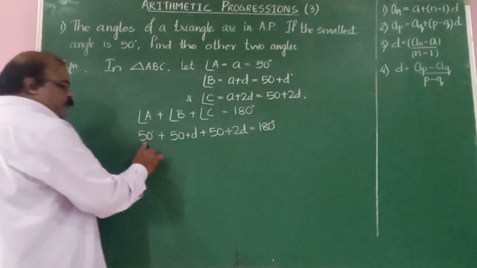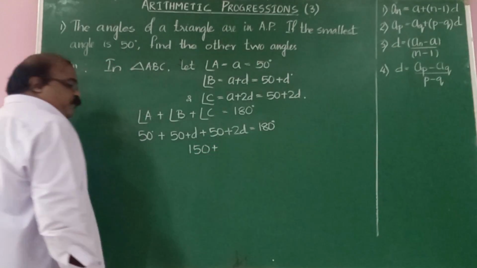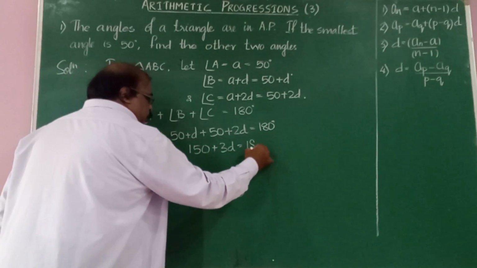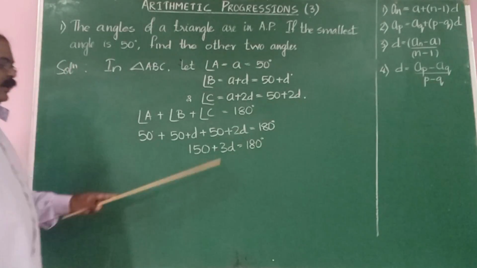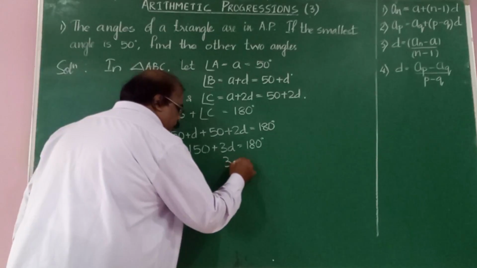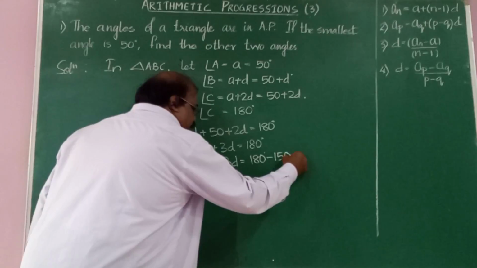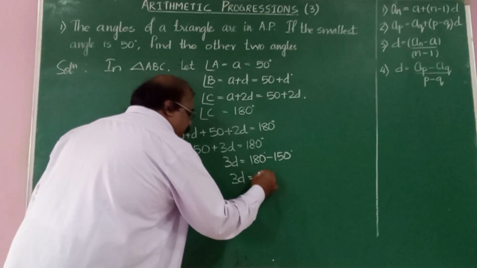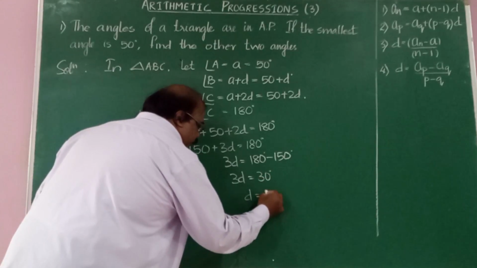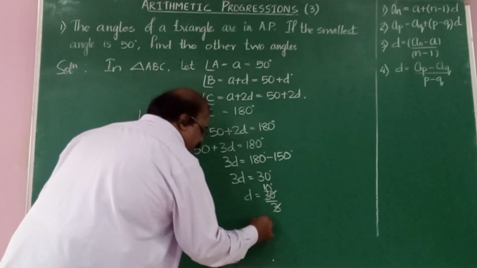Let me add 50 plus 50 plus 50 is 150. 1d plus 2d plus 3d is equal to 180. So what is 3d? 180 minus 150. 180 minus 150 is 30 degrees. So I have come to the conclusion that d is 10 degrees.